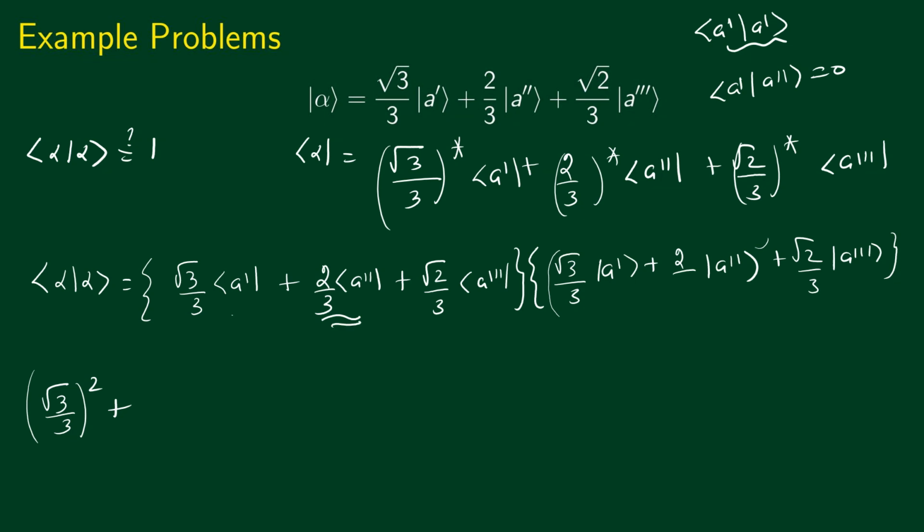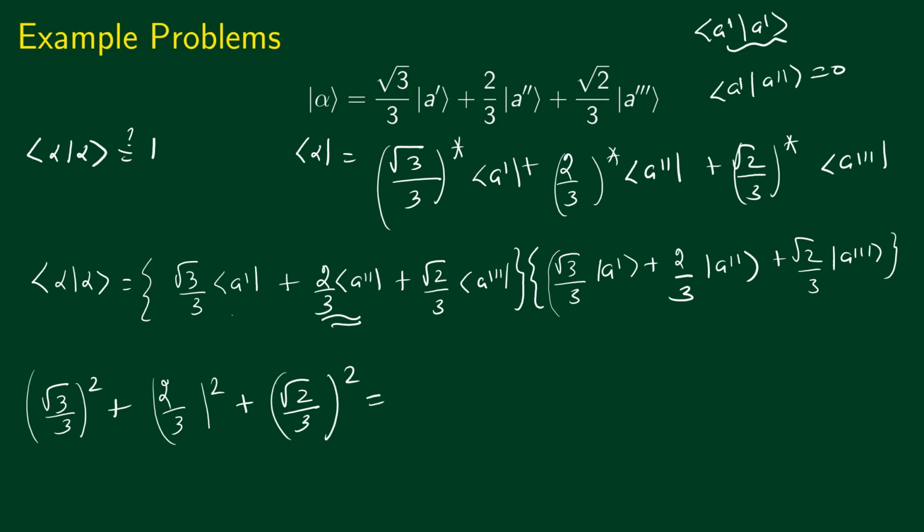In principle I have to combine it with all the kets here, but when I combine bra a double prime with ket a prime, that is 0 by orthogonality. Bra a double prime with ket a double prime is 1, so I get 2 by 3 square. Plus the third one. The third bra I have to combine with all of them, but again the non-zero combination is bra a triple prime ket a triple prime, which is also 1, all other terms are 0. So we have root 2 divided by 3 square.